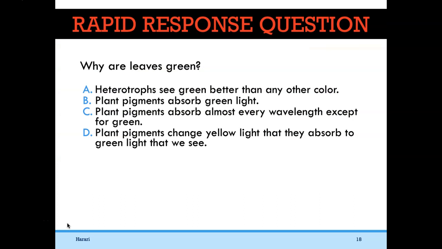So why are leaves green? So pause here. And the answer is C. Right? They absorb almost every wavelength except for green.